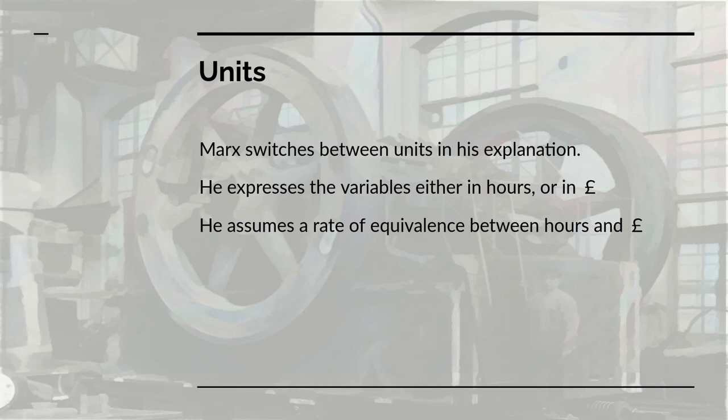The units used are such that Marx switches in his explanation because he treats them as, for many purposes, equivalent. He expresses his variables either in hours or in pounds, and he assumes a rate of equivalence between hours and pounds.